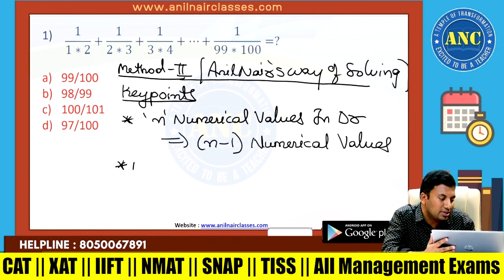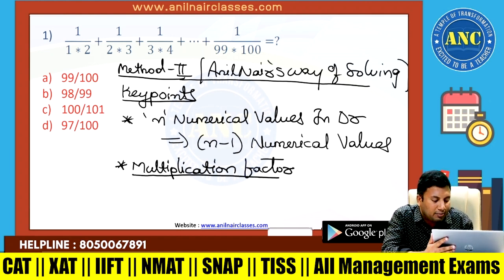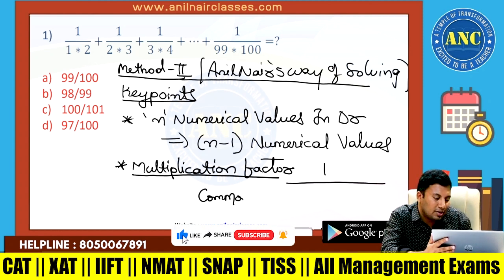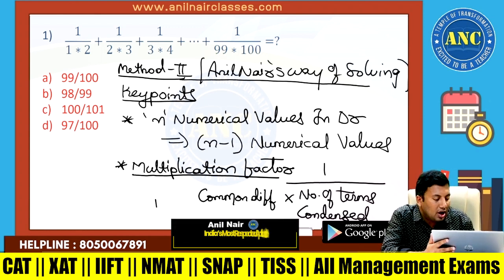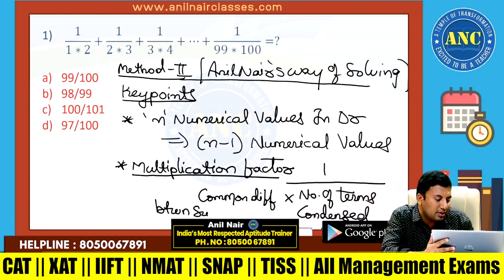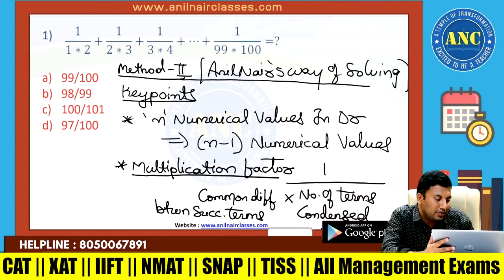And the second one is the multiplication factor. What will be the multiplication factor? The multiplication factor will be 1 by the common difference between successive terms into the number of terms condensed. I will explain this in this problem. This is the multiplication factor.